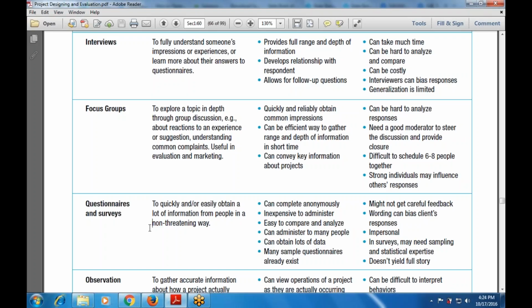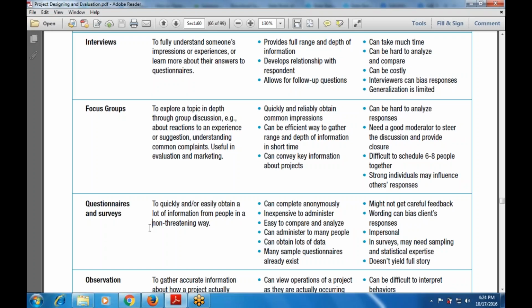Then it can be administered to many people. It can obtain loads of data. So there is a lot of data obtained over here. Then many sample questionnaires already exist. So there are multiple sample questionnaires that already exist for the survey.